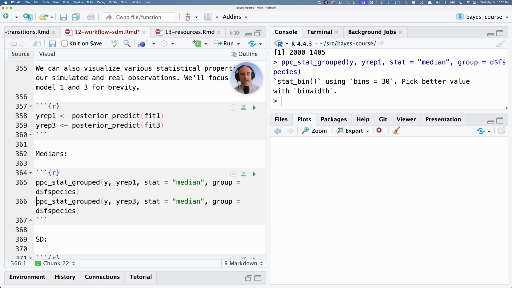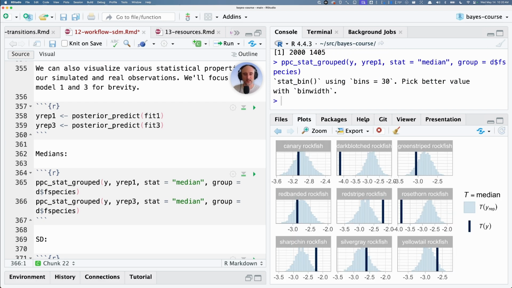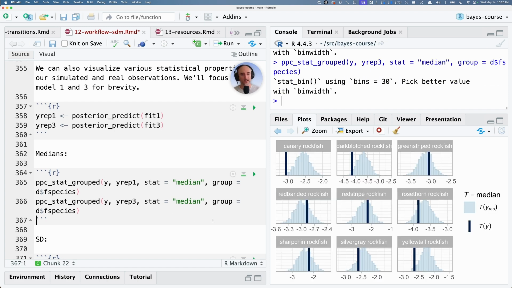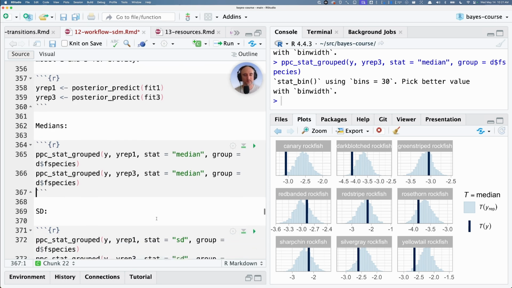So I could do things like plot the median here. This is the distribution of medians from my posterior simulations in light blue, and then my observed medians here in dark blue. And we can absolutely see that the medians alone are not matching up for some of these species. But if I use the third model that has more flexibility, now my observed are always within the spread of my simulated values. Canaries is on the edge, but sometimes you are going to get things on the edge, so that in itself isn't too worrying.